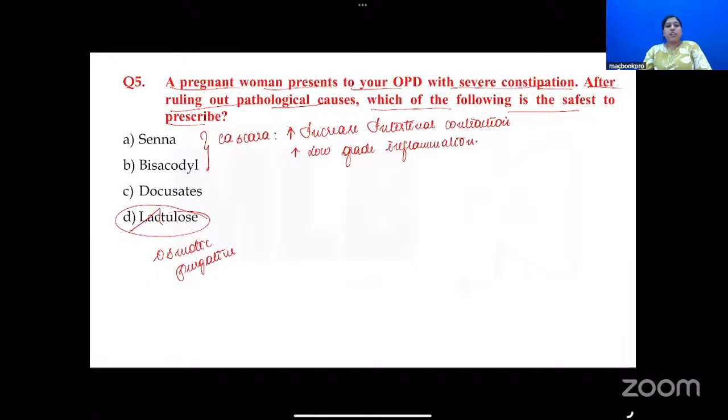The effect is always after 6 to 8 hours. As you all know, the effect of these drugs is always 6 to 8 hours. That's why these drugs are administered at night. That's why they are preferred at night time only. What do you think about Docusate? Now tell me what you think about Docusates. Docusates are stool softeners.